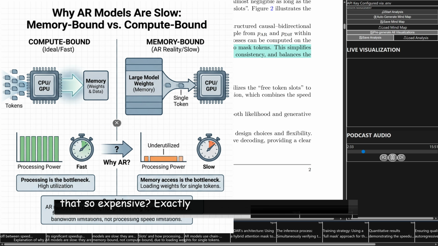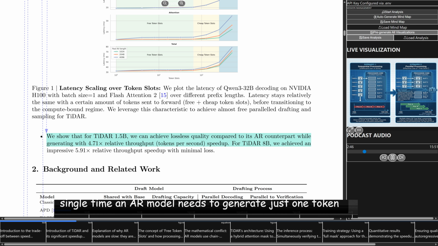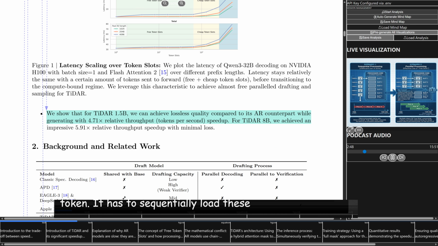Exactly. And the model weights and that KV cache are just massive data structures. They live in high latency memory, usually off-chip DRAM. So every single time an AR model needs to generate just one token. Just one? It has to sequentially load these huge structures. And that memory transfer is the speed limit, not the actual math.